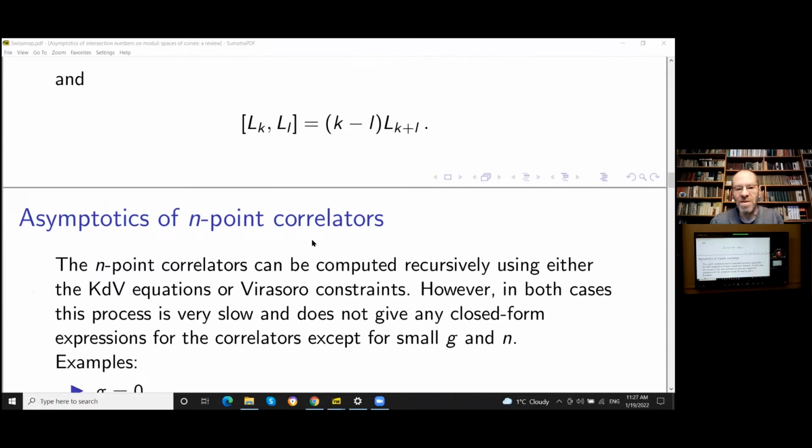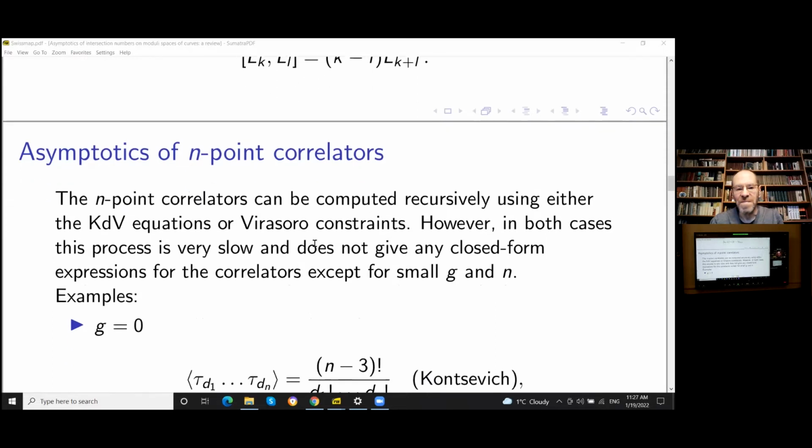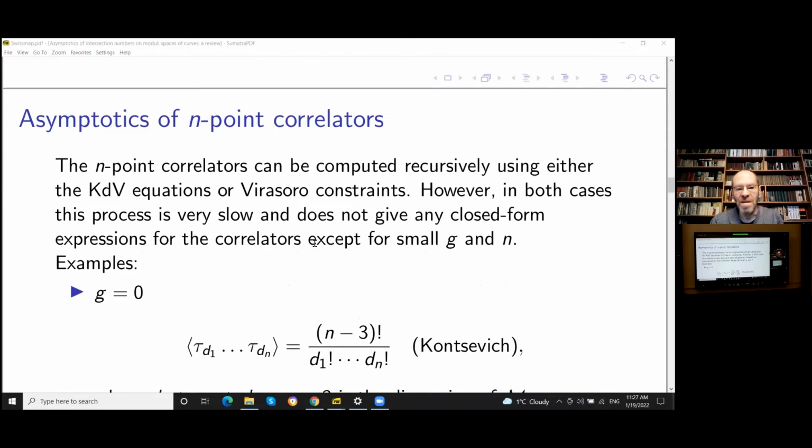There are computer implementations of these algorithms, and if you compute in a straightforward way using KdV equations or Virasoro constraints, we can compute up to genus approximately 10. And then it becomes just impossible to compute because of the complexity. So let me give now some simple examples.